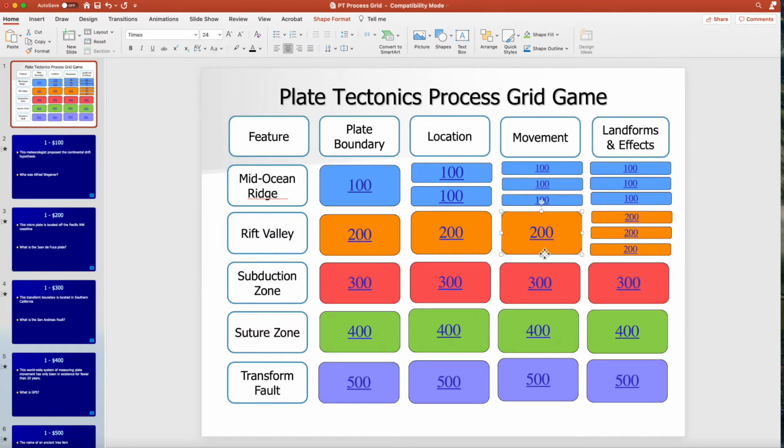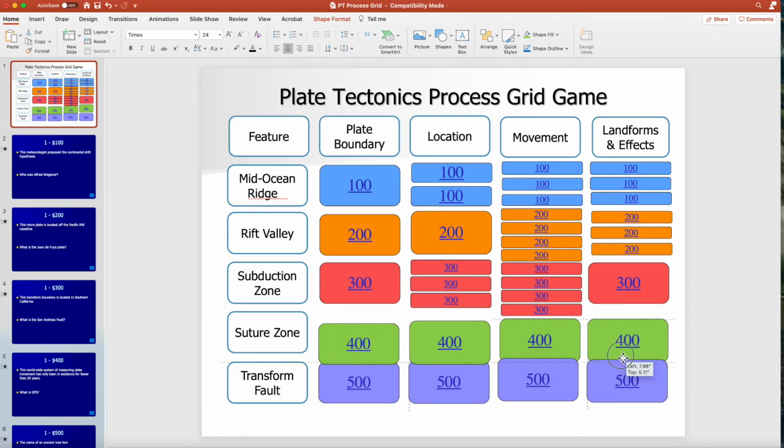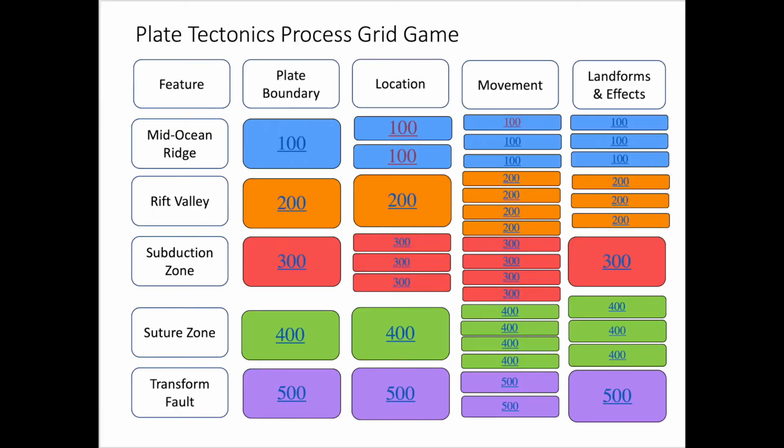And a note here about the points, because I already had a pre-made Jeopardy game board that I was modifying for this, it was 100, 200, 300 points. If you wanted to do your process grid the way that we do it with 5, 10, 20, 30, 40, feel free. The points don't matter. It's really your discretion. All right, so now I have my finished game board.